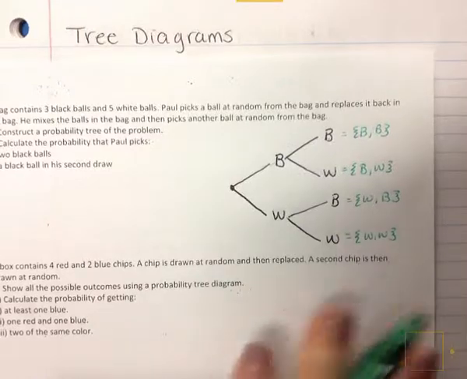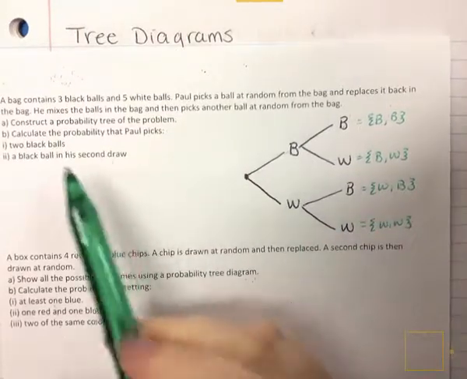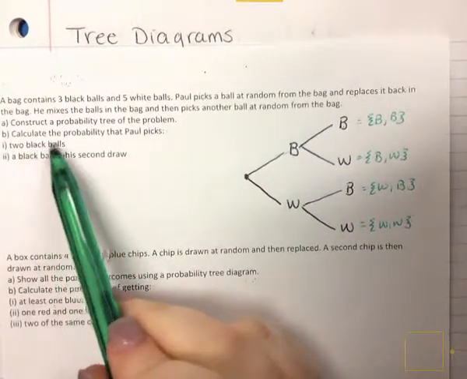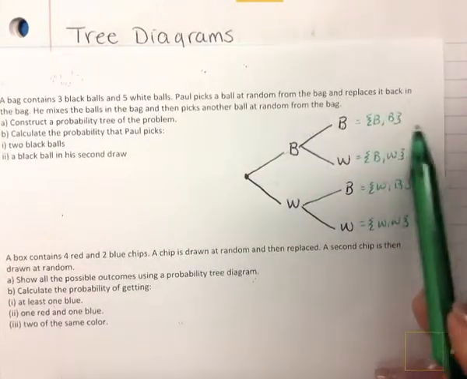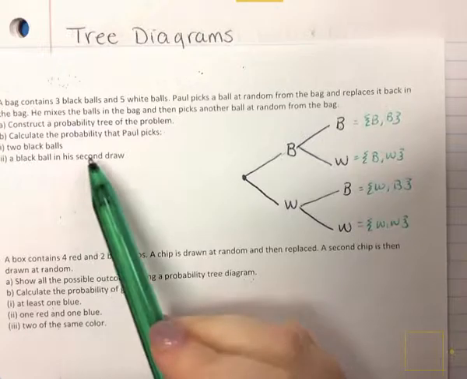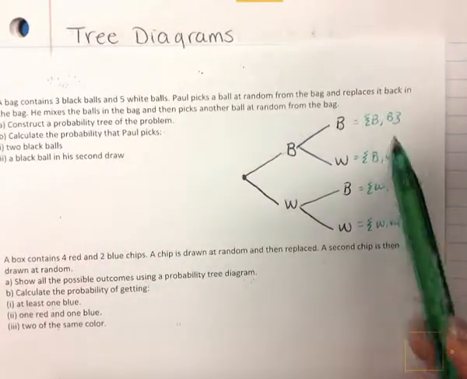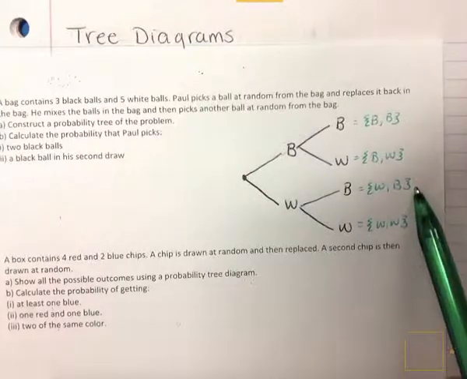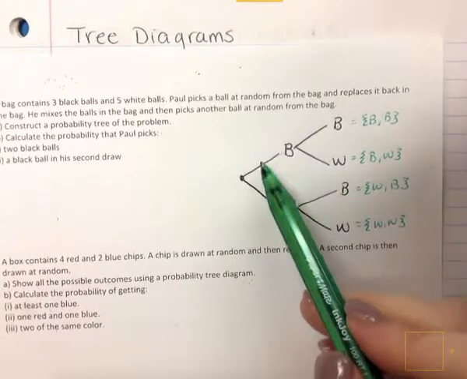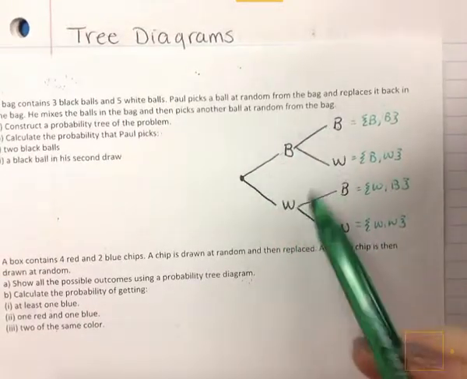Now, the reason we want to know the set is because just like right here, for 2 black balls, we know that we only have to find this answer for that question. For a black ball on his second draw, we have multiple of those, so we have to make sure we know which ones we have to calculate. So what we want to do is fill in the numbers as well.